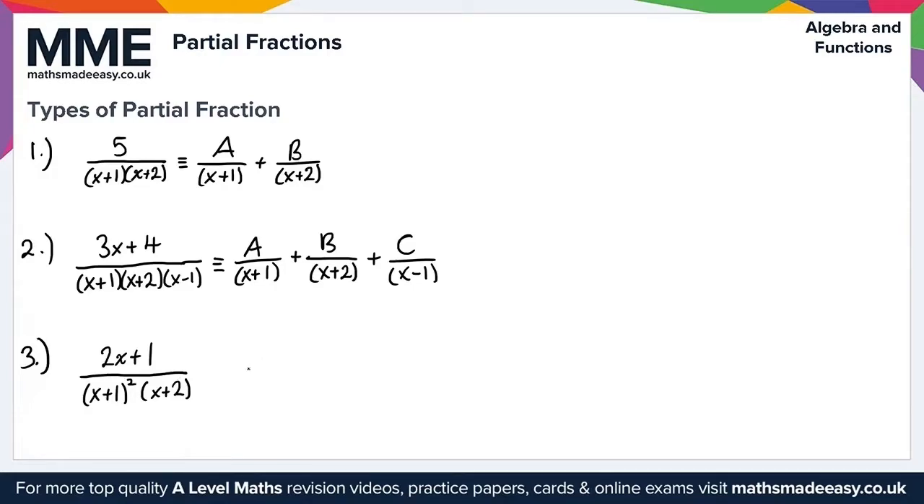Okay, and we could write this here simply as A over x plus 1 squared plus B over x plus 1, and finally we've got C over x plus 2. Okay, and that gives us the three different types of partial fractions that we have.